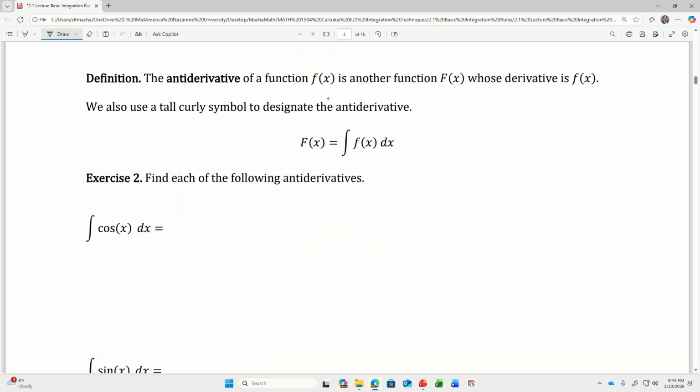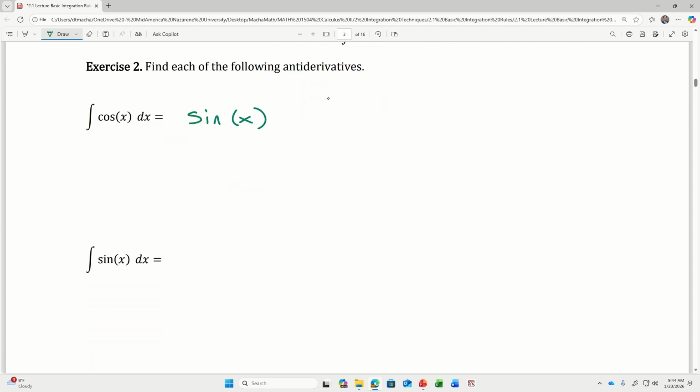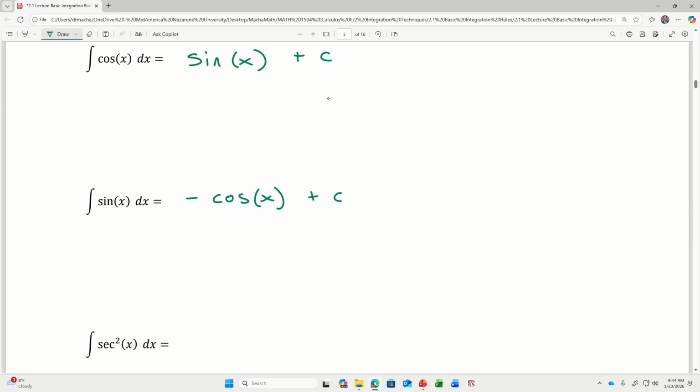Okay, the antiderivative of a function is another function whose derivative is whatever function we're talking about. We use a tall curly symbol to designate the antiderivative. Kyle, tell me, what's the antiderivative of cosine of x? Sine of x. Gwen, what's the antiderivative of sine of x? Negative cosine, very good. And again, I should be writing plus c at the end for all of these.